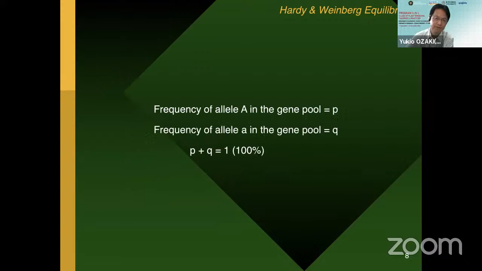To understand the genetic structure of a population, consider a large population in which random mating occurs with no mutation or gene flow between this population and others, no selective advantage for any genotype, and normal meiosis. Consider also one locus, A, with two alleles, A and a. The frequency of allele A in the gene pool is P, while the frequency of allele a is Q. Also, P plus Q equals 100% of the gene pool.